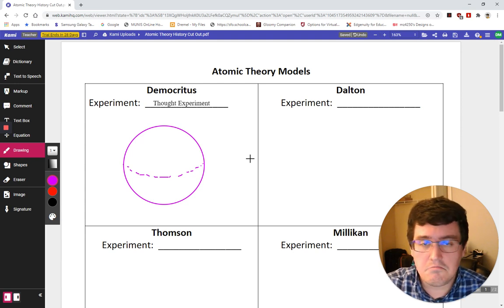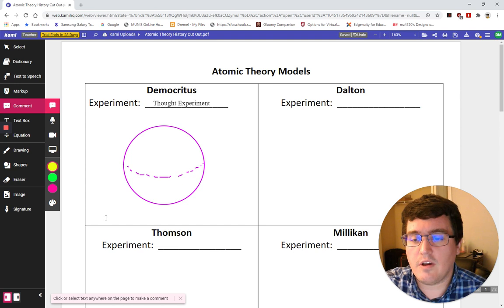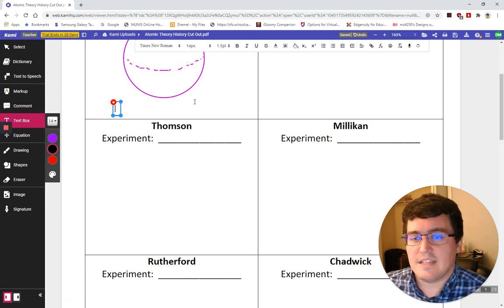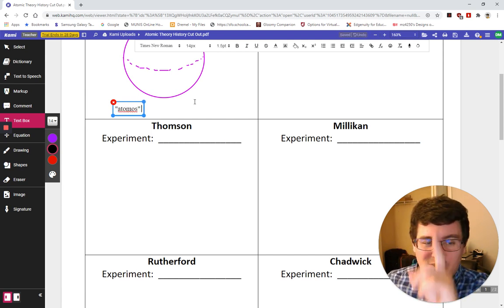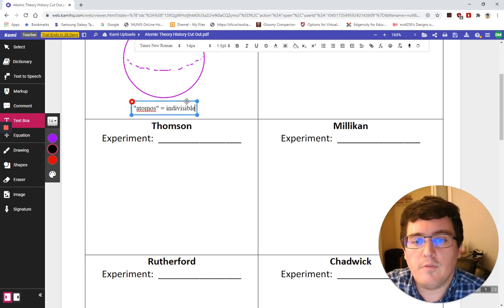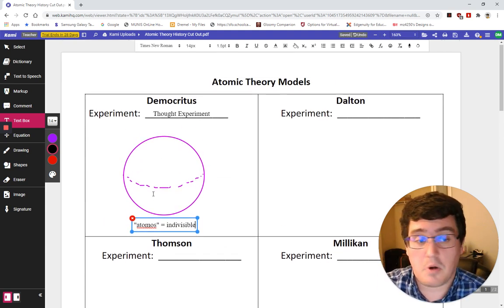He didn't have any data, so it could have been blue, it could have been anything to him, right? And he thought of this as atomos. There we go, there's that spelling. If you remember, atomos is Greek for indivisible, or indestructible, if you will. So this is the atomos model, right? It's just a perfect sphere, is all it is.